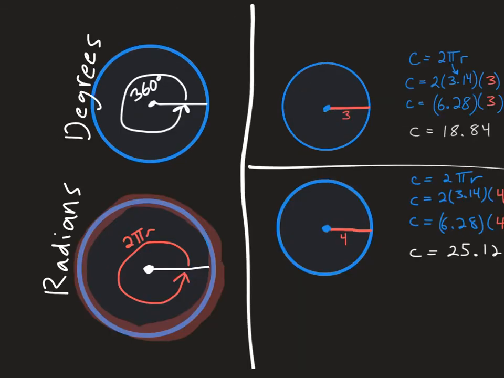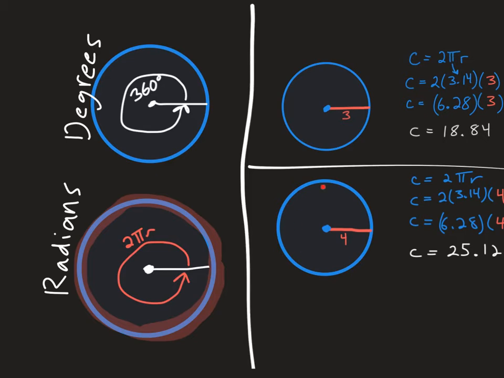Now let's take a closer look at those circumferences that we found earlier. In our first circle with a radius of 3, I got a circumference of 18.84. Looking at that step right before, it was 3 times 6.28. Let's think for a second, how about 3 times 6? So 3 times 6 is 18. So it's kind of like 3 times 6 and then a little bit more.